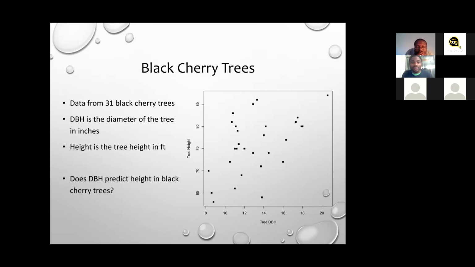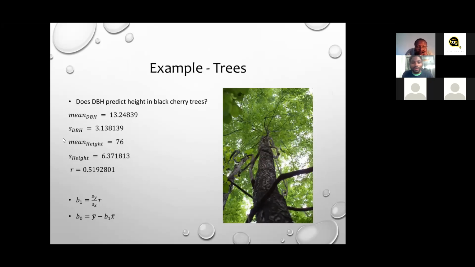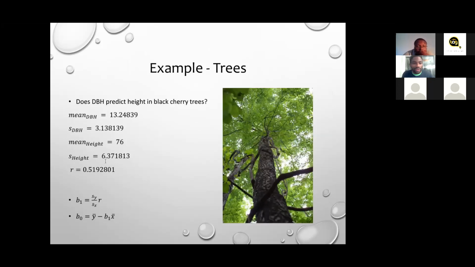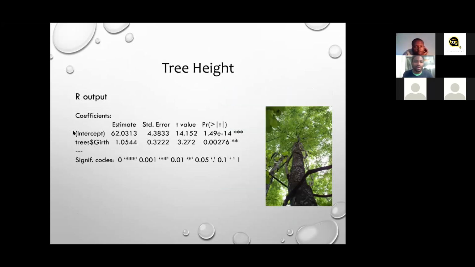So this question, can we predict? It is a regression problem. And we can go through our whole process to calculate the R. If we fit it, you don't need to calculate this correlation coefficient, which is 0.5. You don't need to calculate it before fitting it in R, but if you do, you will have it. And then you can calculate the slope and the rest. But you can directly fit it in R. And it tells you that the intercept is 62.